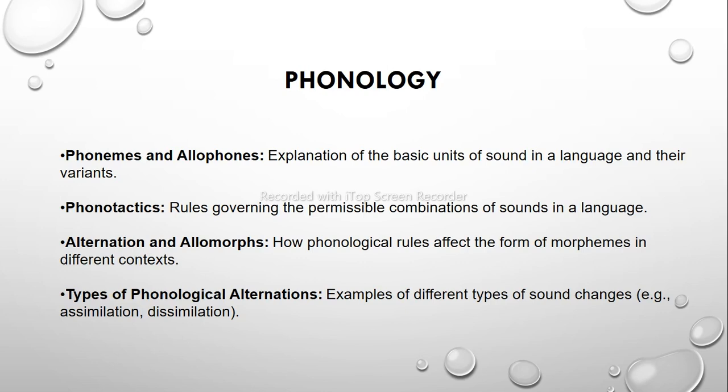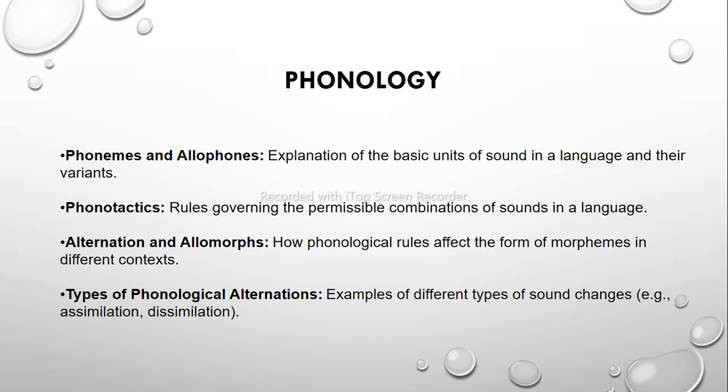1. Alternation. This occurs when a sound changes depending on its context. For example, the plural morpheme in English can be pronounced as s, z, or iz, as in cats, s, dogs, z, and buses, iz. 2. Allomorphs. These are different realizations of the same morpheme. In the example of the plural morpheme, s, z, and iz are allomorphs of the same underlying plural morpheme.